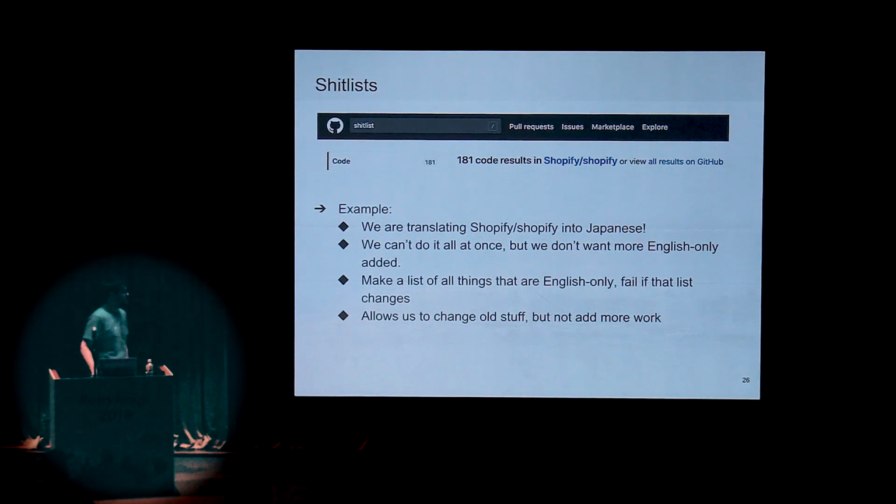And so an example here is we're actually translating our core application into Japanese. But we can't do it all at once, and we don't want people to add more English-only content. So what we did is we made a list of all things in the application that are English-only. And then we fail if that list changes, aka somebody adds something or somebody removes something. This makes sure that the list stays up to date and nobody adds new English-only content. So this means we're allowed to change old stuff, but we don't add more work to the migration.